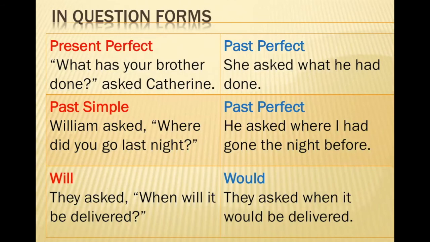Now if it's using will, for example, they asked, when will it be delivered? Will is changed into would. So it will be like, they asked when it would be delivered. Okay, when will it be delivered? That's the question form, should be changed into when it would be delivered. Okay, you guys have to be really careful in changing the pattern. They asked when it would be delivered. That's the indirect speech.